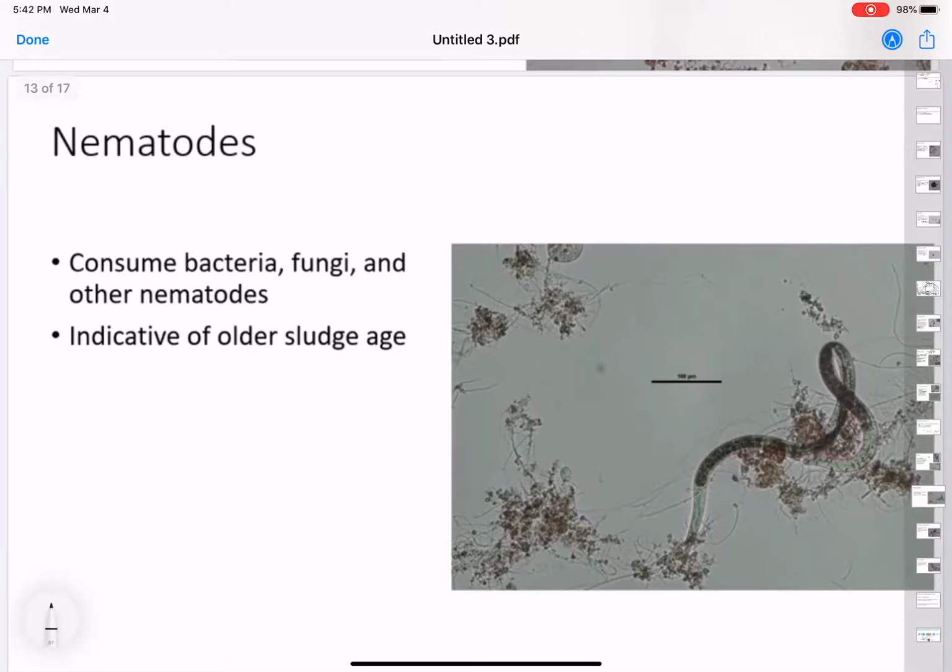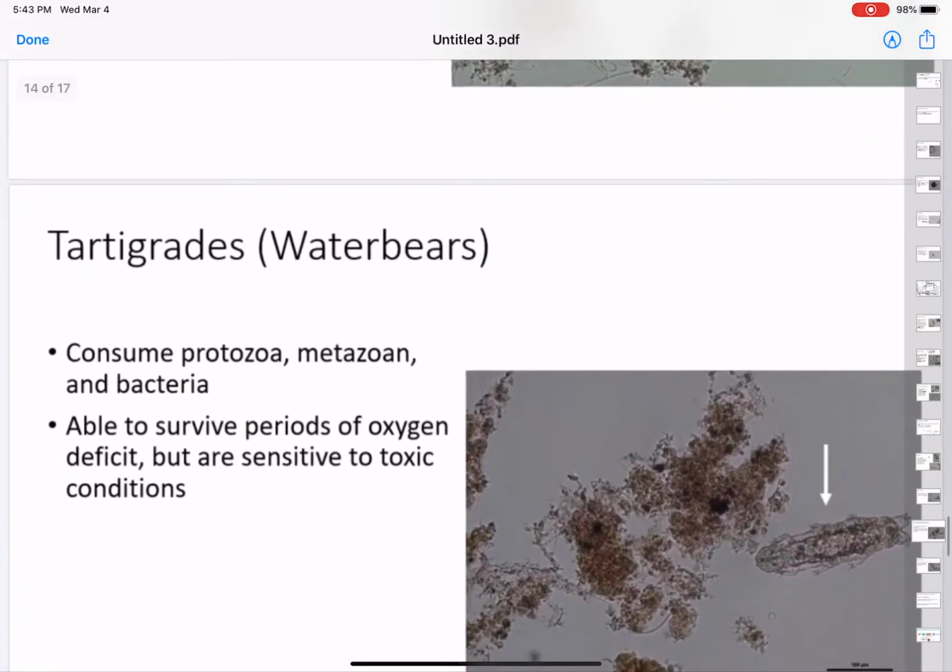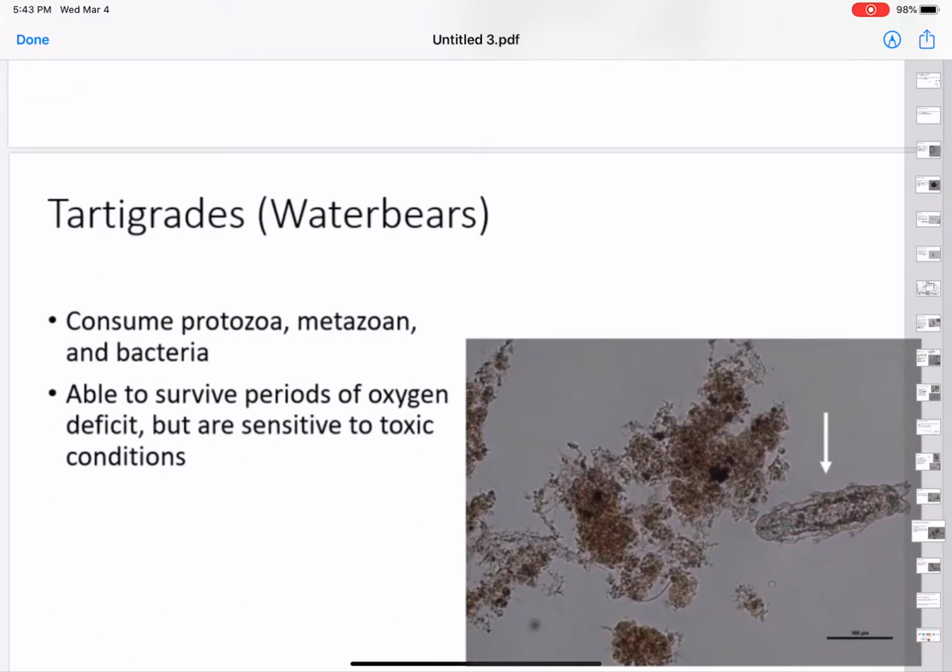Nematode, and this is bad. You can see it, it looks like a snake. Okay? It consumes bacteria, fungi, and other nematodes. So they eat other nematodes. Okay? This is an indicator of an old sludge age. This indicates that the age of the sludge is very old, and we have to control it. We have to make it a little bit younger than this.